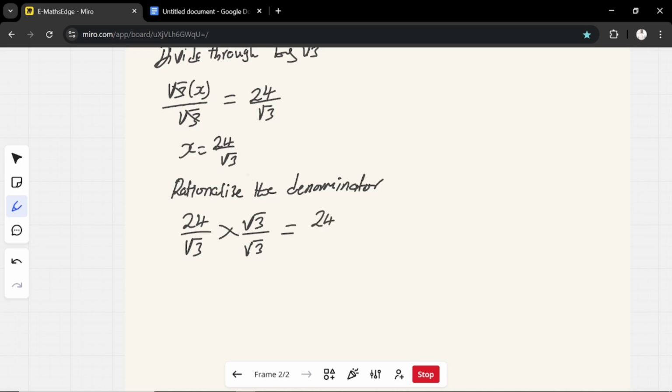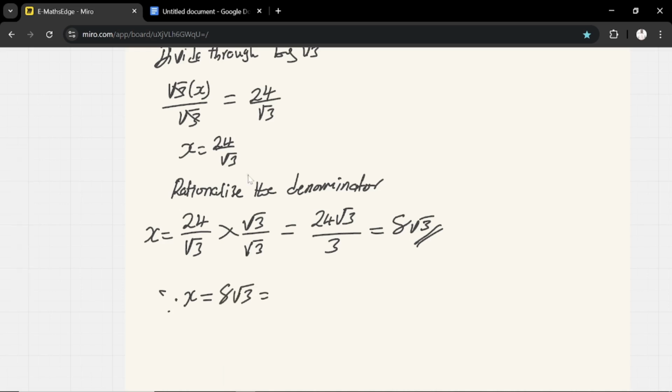Such that we are going to have 24 root 3 over root 3 multiplied by root 3, which is going to give us a single value, 3. But 24 can still be divided by 3. So we further simplify by saying 24 divided by 3, we are going to have a single value, 8 root 3. And this is the final answer, which stands for our x. Therefore, we can say that x is equal to 8 root 3.